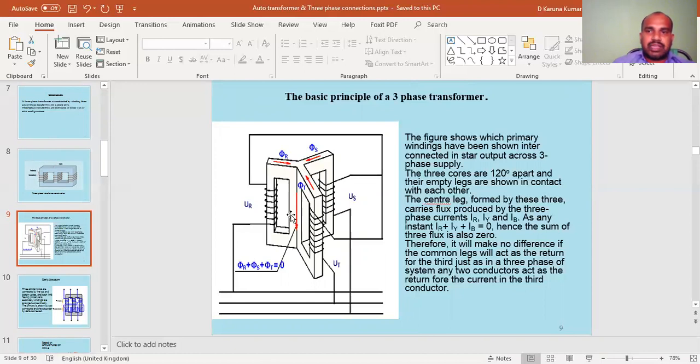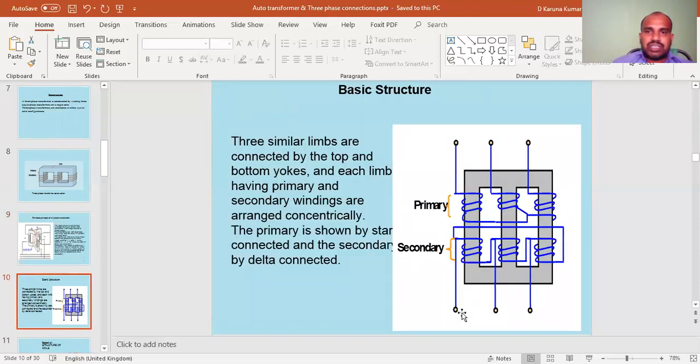The central leg is formed by these three and carries the flux produced by the three-phase currents IR, IY and IB. For the three phases R, Y, B, the sum of the R current, Y current and B current is equal to 0. So the sum of the three-phase fluxes is 0. Therefore, the common leg acts as the return for the third. Just as in a three-phase system, two conductors act as the return for the current in the third conductor. This is the basic structure of a three-phase transformer.